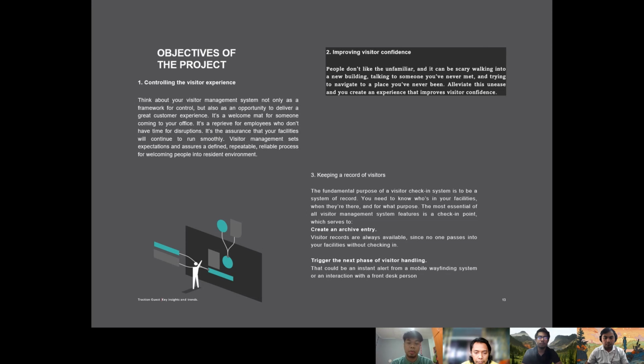Okay, the next objective of the project is keeping a record of visitors. The fundamental purpose of a visitor check-in system is to be a system of record. You need to know who's in your facilities or your housing area, when they are there and for what purpose. The most essential of all visitor management system features is a check-in point, which serves to create an archive entry. Visitor records are always available since no one passes into your facility without checking in.